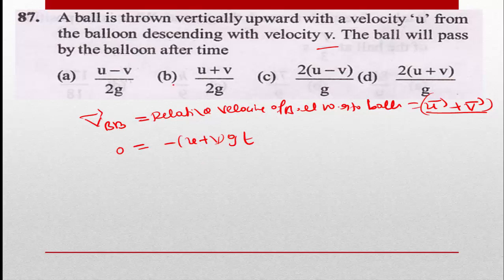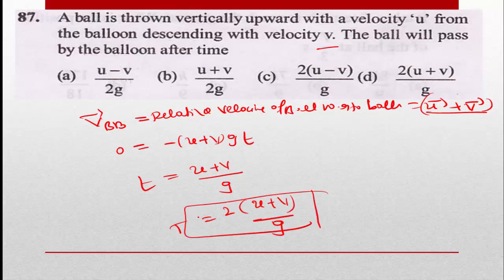The ball is moving vertically upward, the balloon is moving vertically downwards. Minus u plus v into gt. Therefore, t is equal to u plus v divided by g. This is the ascending and descending concept.